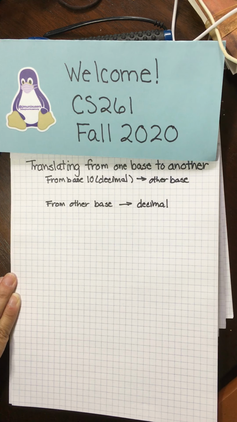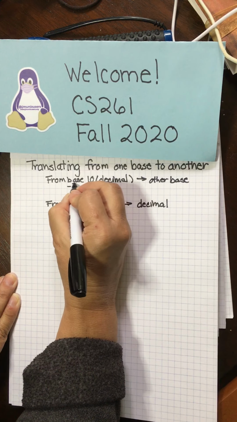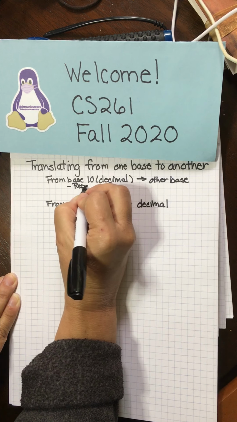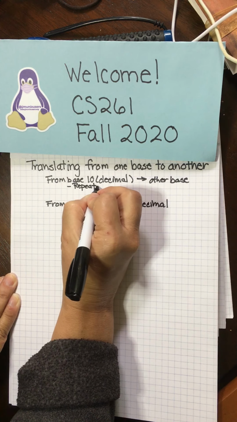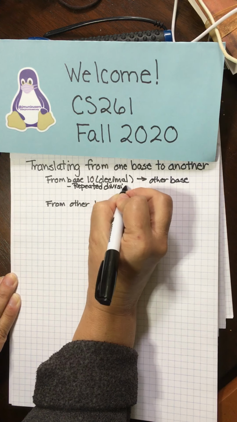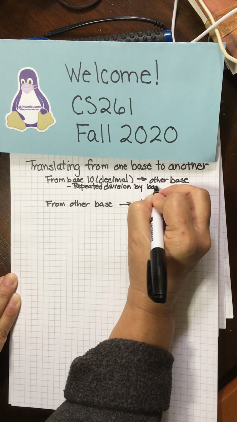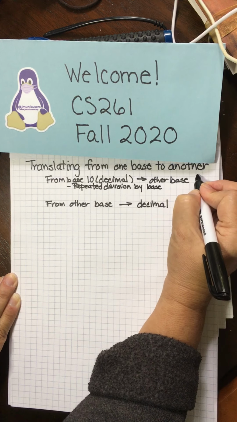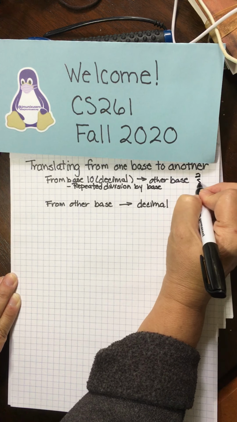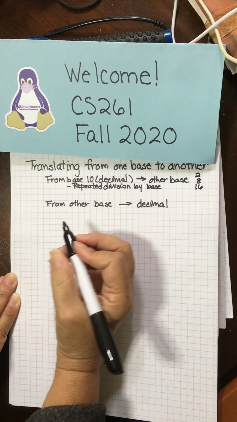So there's two ways I'm going to show you this first thing. One I like to talk about as repeated division, repeated division by the base. And in this class, we're going to be focusing primarily on bases 2, 8, and 16. So that's binary, octal, and hex.